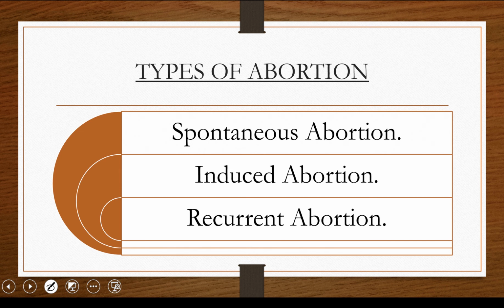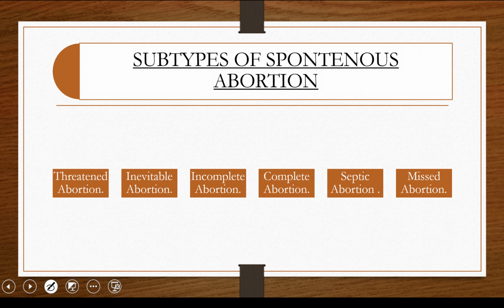Types of abortion. Abortions are mainly divided into 3 types: spontaneous abortion, induced abortion, and recurrent abortion. Today we are mainly going to focus on spontaneous abortions and their subtypes. It has 6 subtypes. Let's study one by one. Threatened abortion is simply defined as when there is a threat to the placenta. For example, a woman is doing heavy workouts and it may result in slight disruption of the placenta from its bed. That is labeled as threatened abortion, as there is a threat to the placenta.